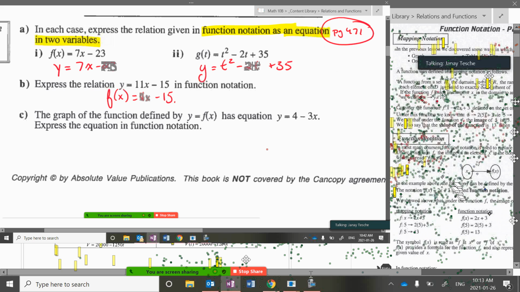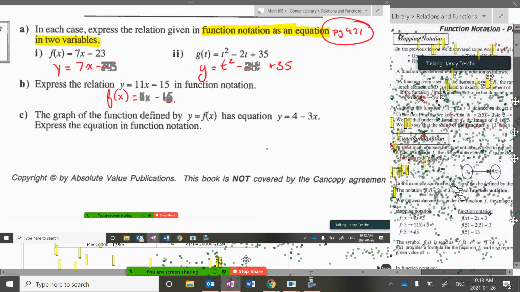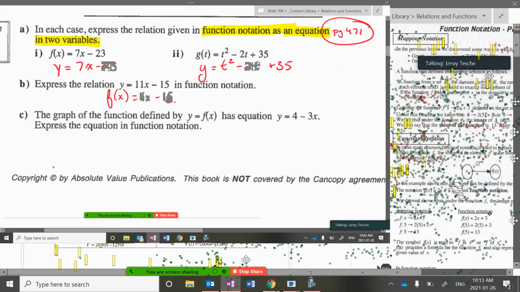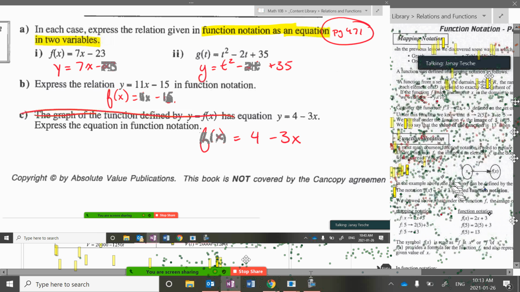Another way you might see this being asked: the graph of a function is defined as y equals f of x. It has the equation y equals 4 minus 3x. Express this in function notation. This whole chunk we don't even care about. So again, we just change it to be f of x is 4 minus 3x. Not very difficult, but they can present this to be worded very difficult, and it's annoying.